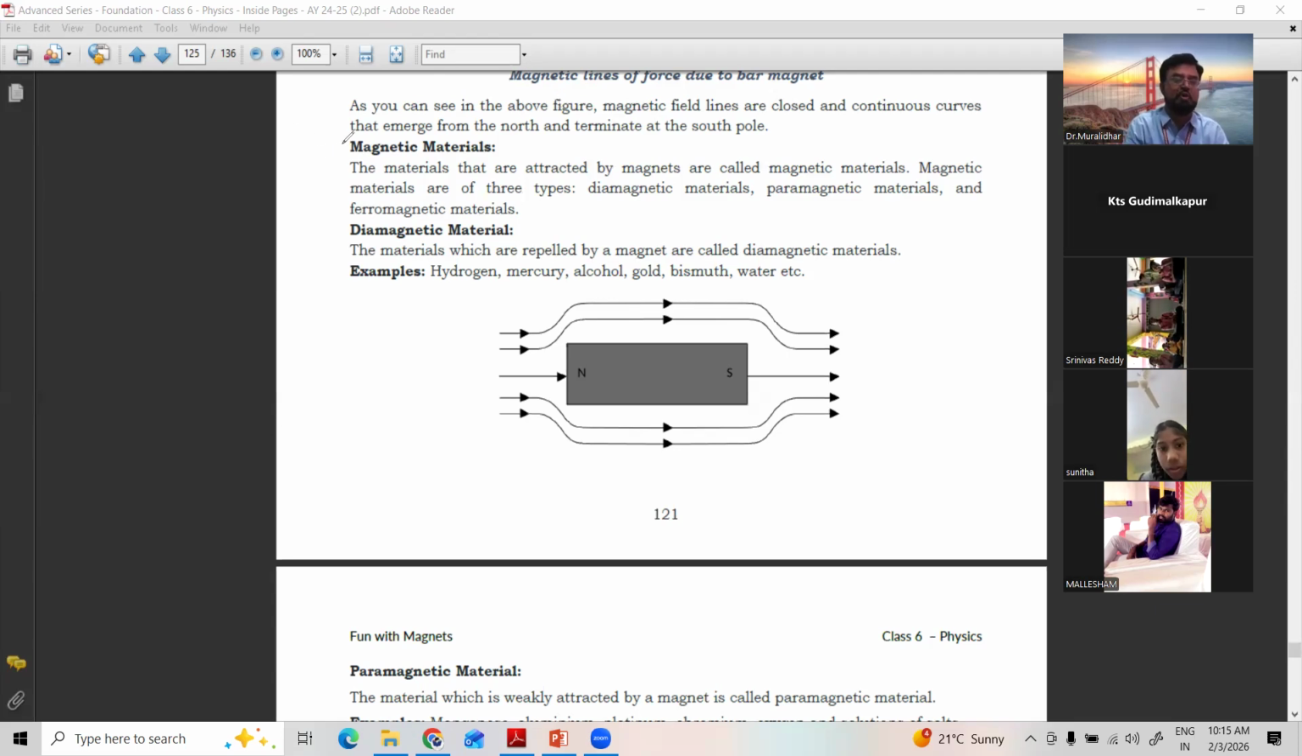Now the next part is magnetic materials. Already yesterday we have seen one video on this. Magnetic materials. The materials that are attracted by a magnet are called magnetic materials.